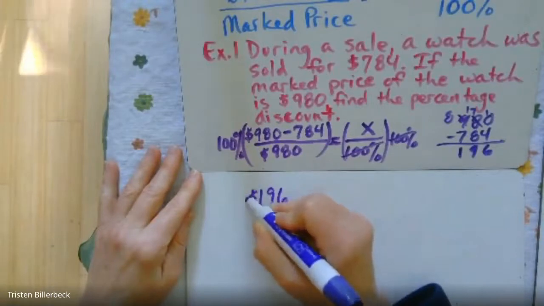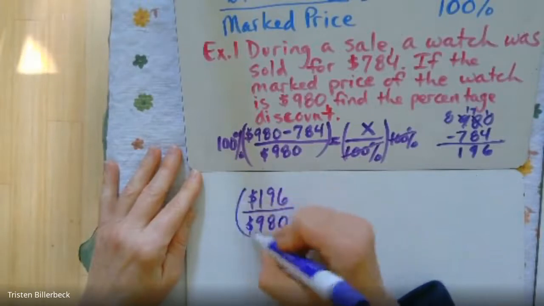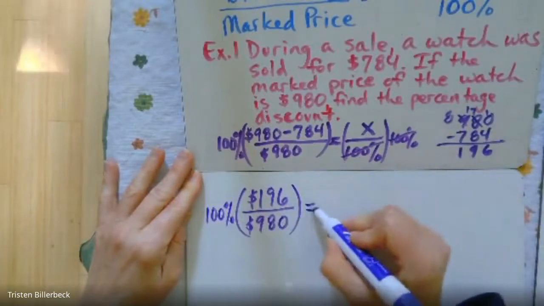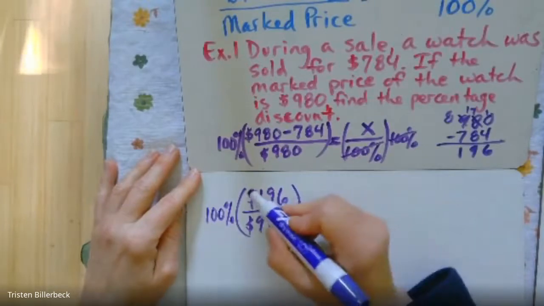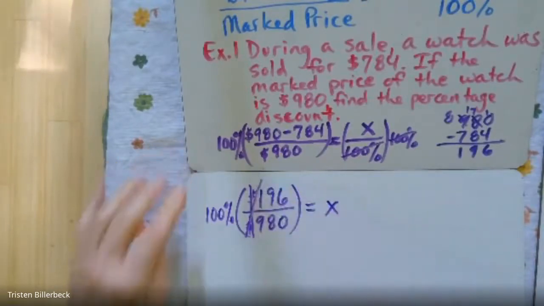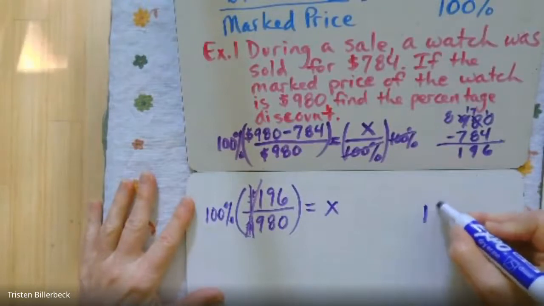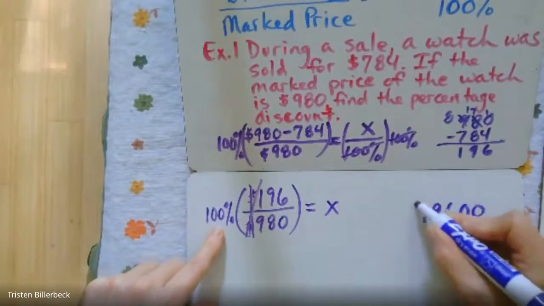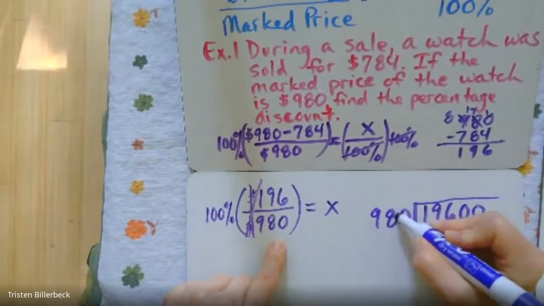So we have $196 over $980. And we are multiplying by 100% over here. And that's going to equal X. All right, so the dollars cancel. So we're just looking for percent. So let's multiply this right here. So that's going to go into the house. So we have 196 plus the 2 zeros from the 100. And then we're dividing by 980.